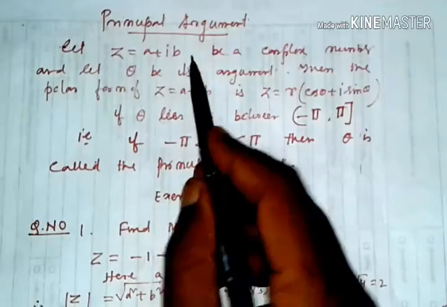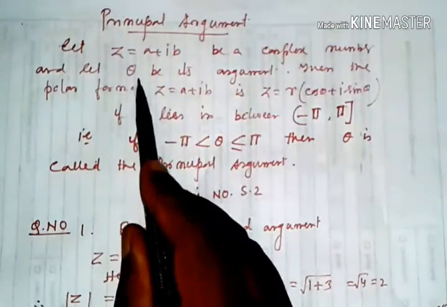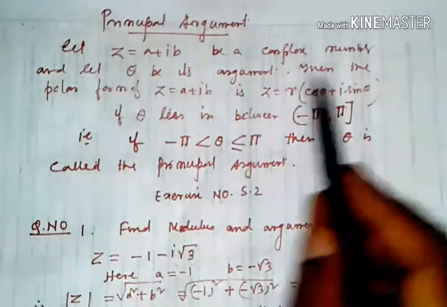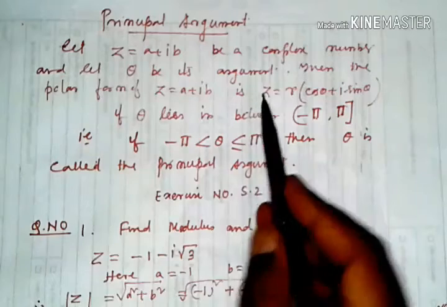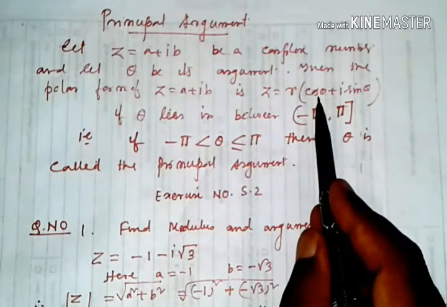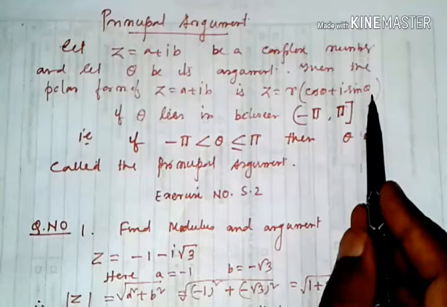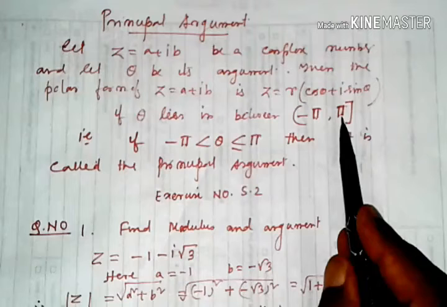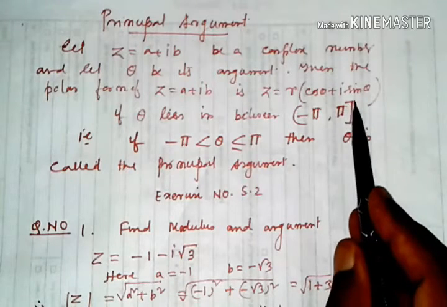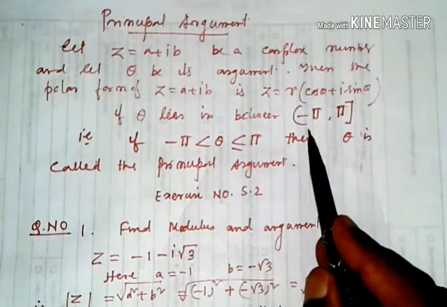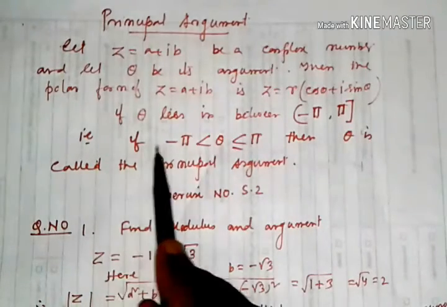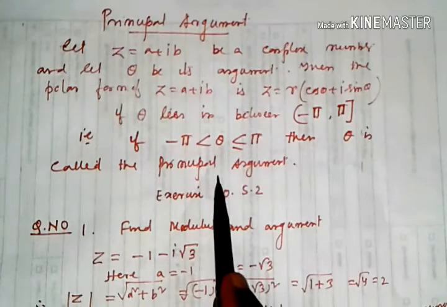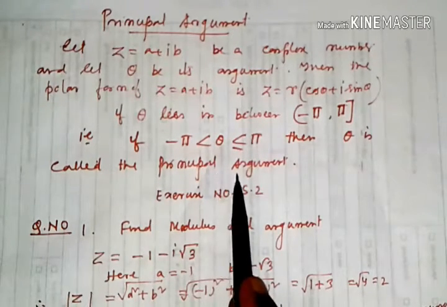Let z = a + ib be a complex number, and let theta be its argument. I have discussed this in the last class. The polar form of z = a + ib is z = r(cos theta + i sin theta). If theta lies in the interval minus pi less than theta less than or equal to pi, then theta is called the principal argument.